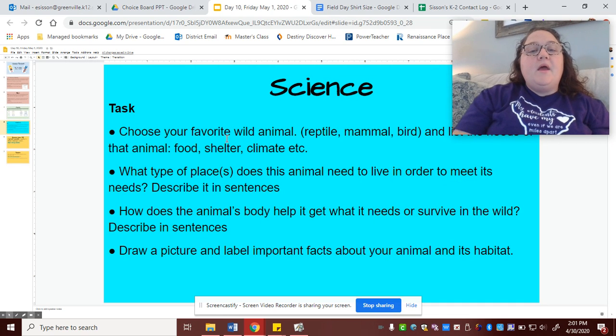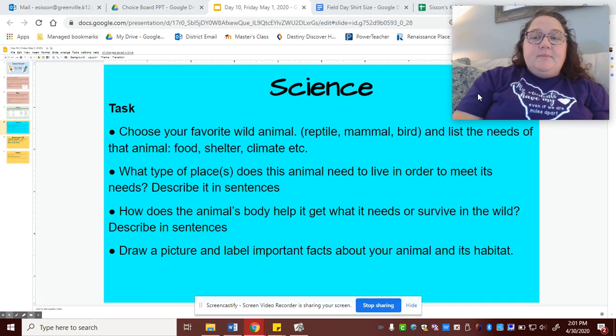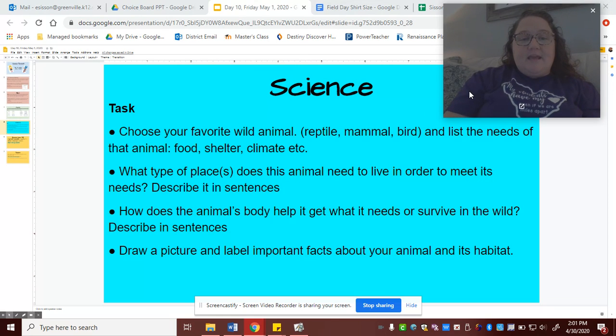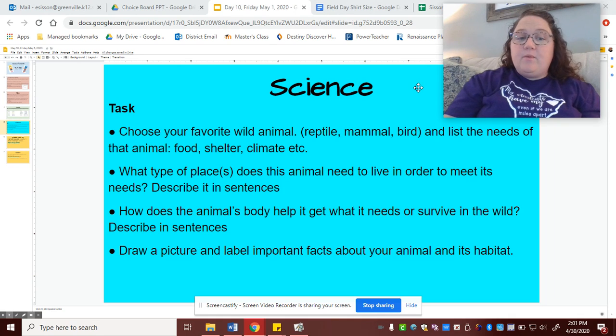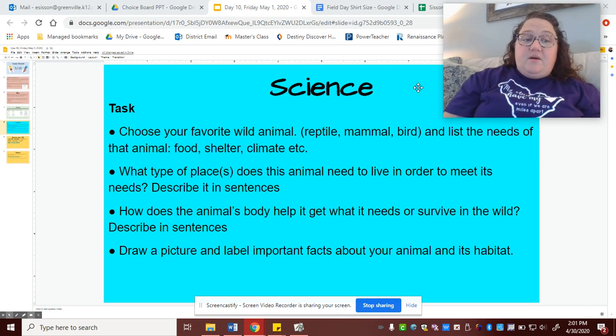All right, in science, we're doing a little bit of mixing science and social studies today. You're going to choose your favorite wild animal. Not one that you have living at your house, but your favorite wild animal. It needs to be a reptile, a mammal, or a bird, just because those are the 3 types we've learned about already. And list the needs of that animal. Like what kind of food, what kind of shelter, what kind of climate does it need? Where would it drink from? Things like that. Again, using PebbleGo and researching an animal would be a really great choice.